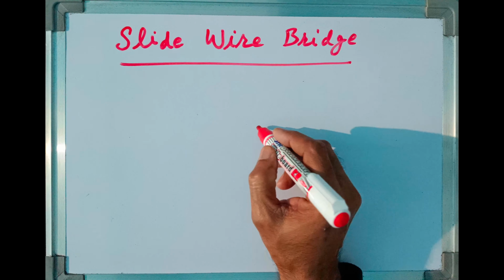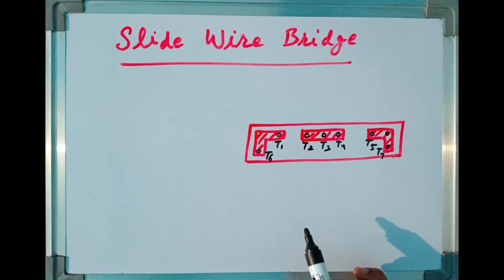Few terminals are provided on these strips. I am showing these terminals by small circles. Let me call these terminals as terminal T1, terminal T2, then T3, T4, T5, and this last one T6 and T7. So these terminals are used for making various connections.